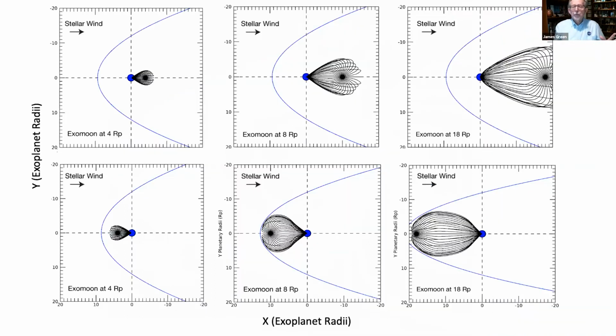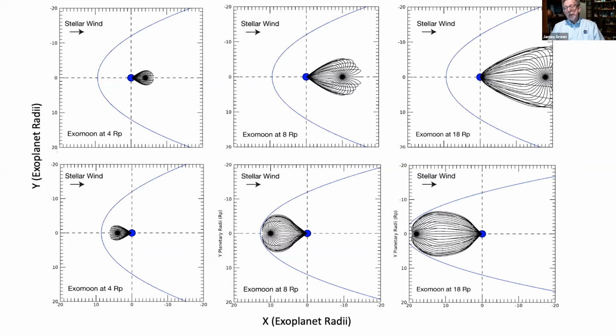If we take a different view of this whole process and we look down on the YZ plane, in other words, the orbit plane, and we concentrate on the field lines from the exomoon that connect to the high latitudes of the exoplanet, we see in the top three panels at the same distances where those field lines extend over a number of longitudes, and therefore that inflates the magnetosphere of the exoplanet.